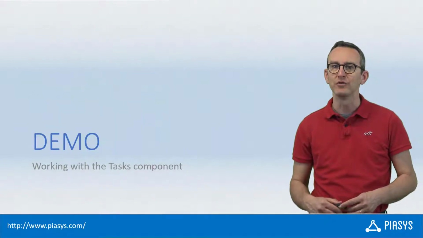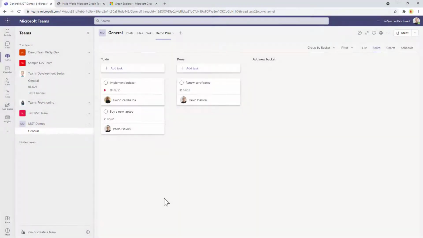Let me show you how to use this component in practice. So here I am in Planner, and I have some tasks defined in multiple buckets inside the plan. One of those tasks is urgent, all the other tasks are regular ones.